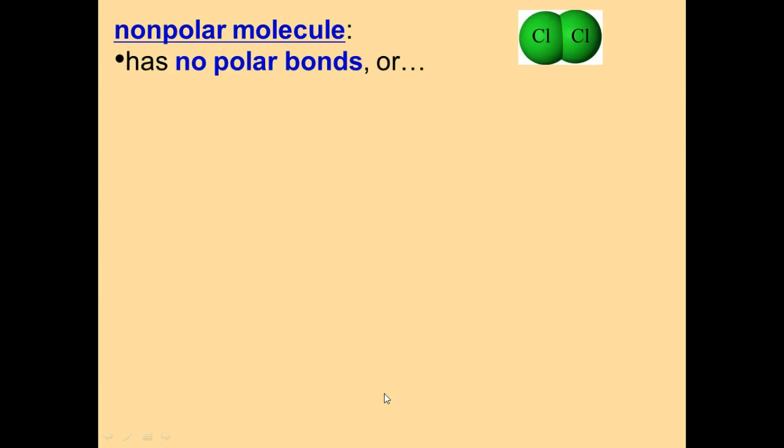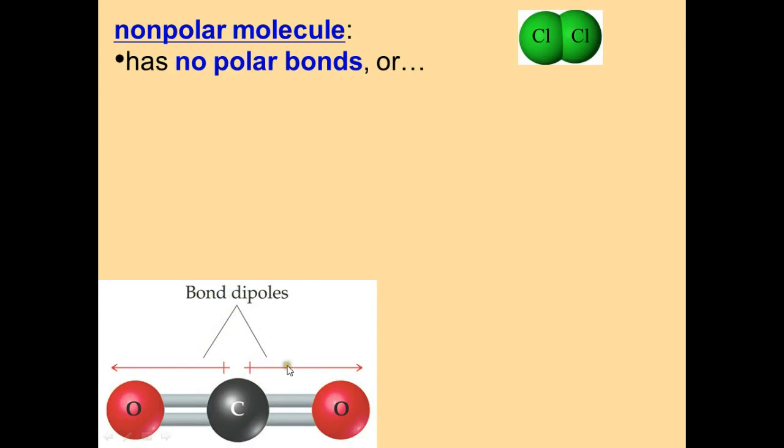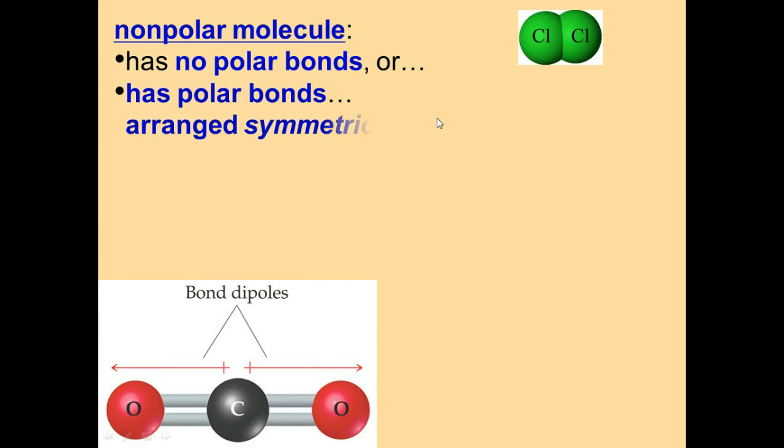But then if we have nonpolar molecules, they are molecules with no polar bonds, which are definitely nonpolar, or molecules that have polar bonds that cancel out. So here is a good example, CO2. These two polar bonds, because they go opposite directions, cancel out, and there's no net movement of electrons. So it's actually nonpolar even though it has polar bonds.